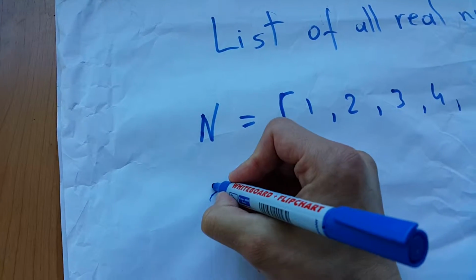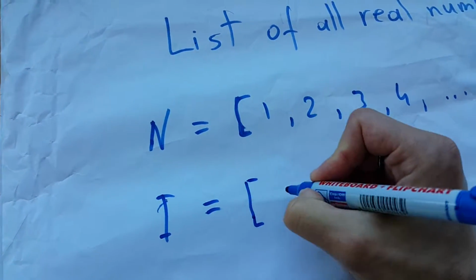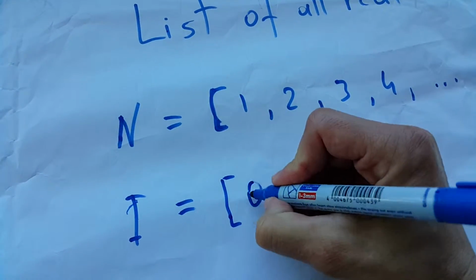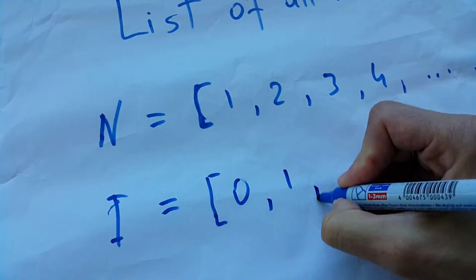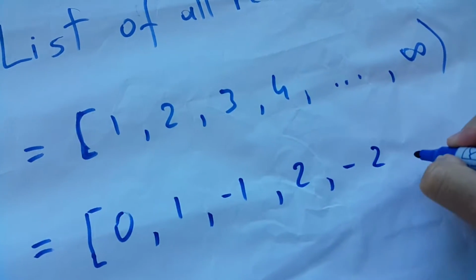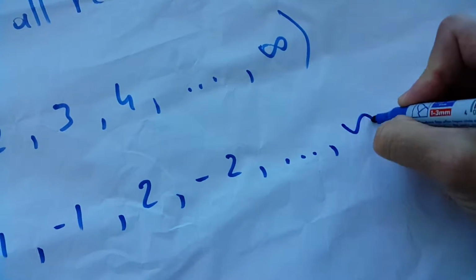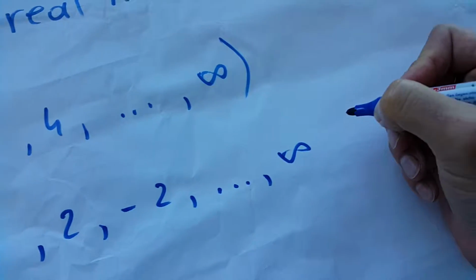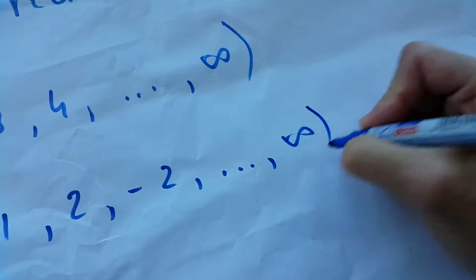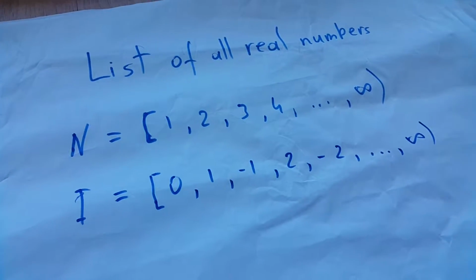So next we are going with integers. That's starting with a 0, then 1, minus 1, 2, minus 2, and so forth up to infinity, and not including infinity. Yeah, so far so good.